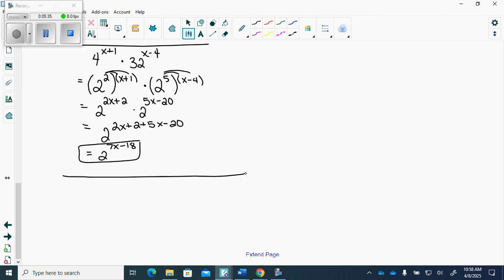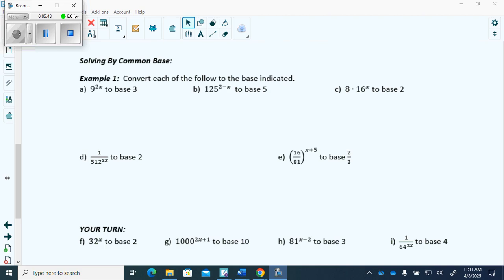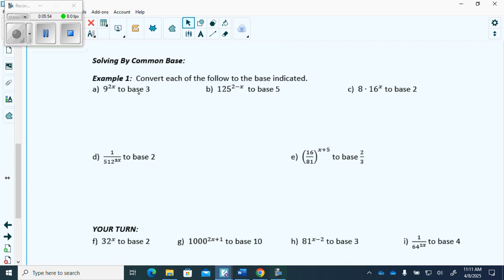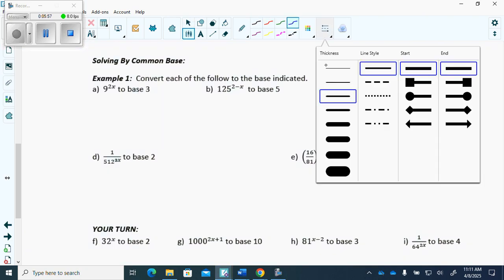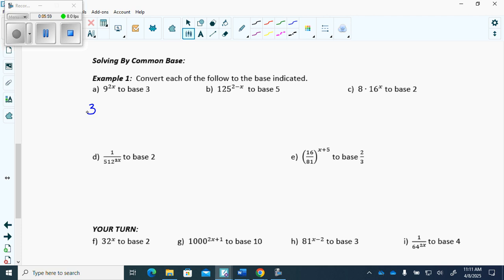All right. You're going to try this one on your own. We've talked about these ones already. I want you to turn these into the base they are. So if I want this as base 3, what's 9 going to become? 3 to the 2, yeah. So we're going to get 3 to the 2 to the 2x. And that becomes 3 to the what? 4x. So we have one base and the exponents touching, you multiply, right?